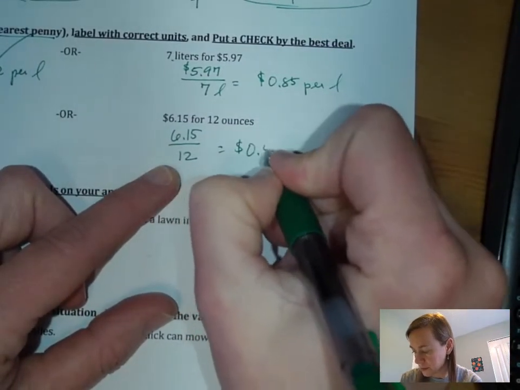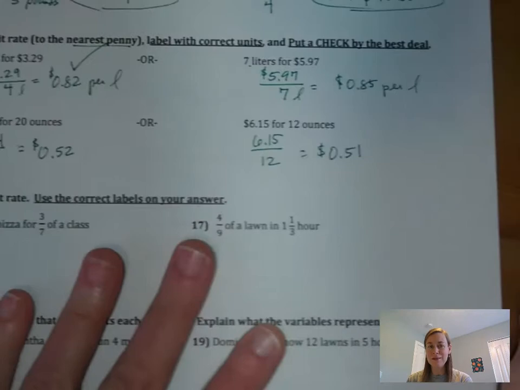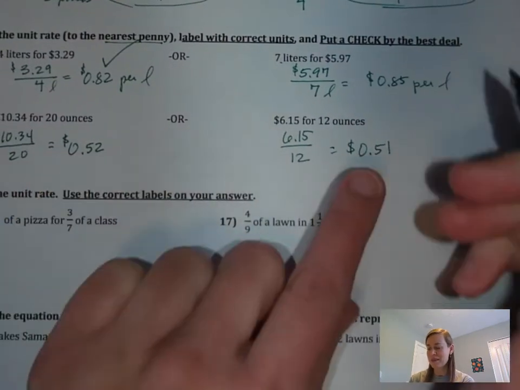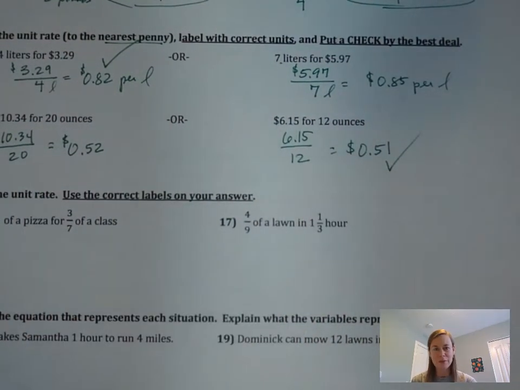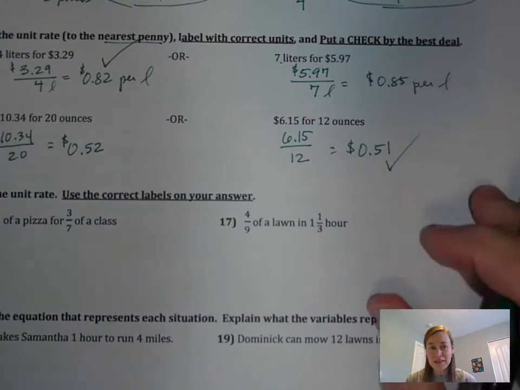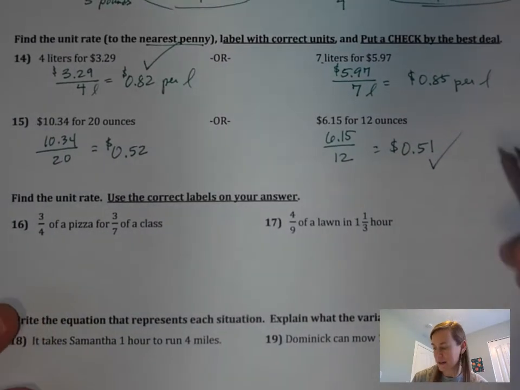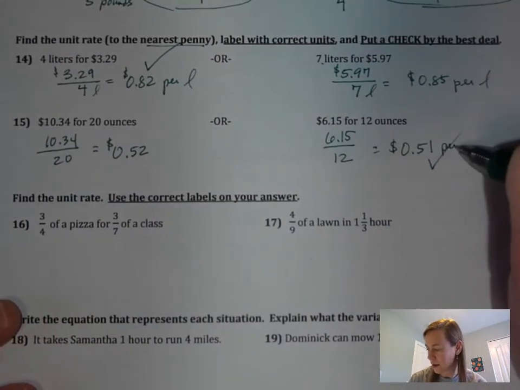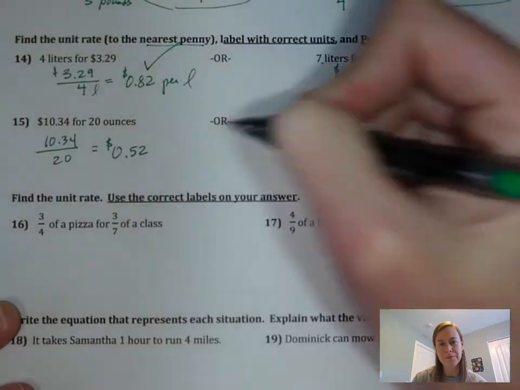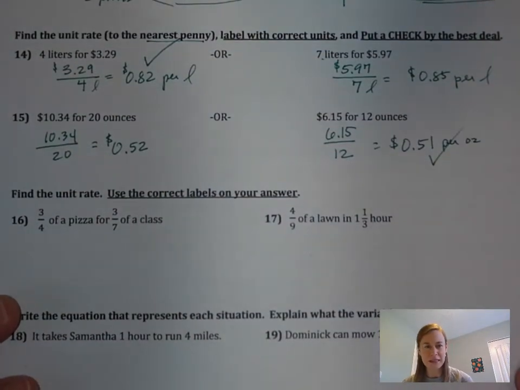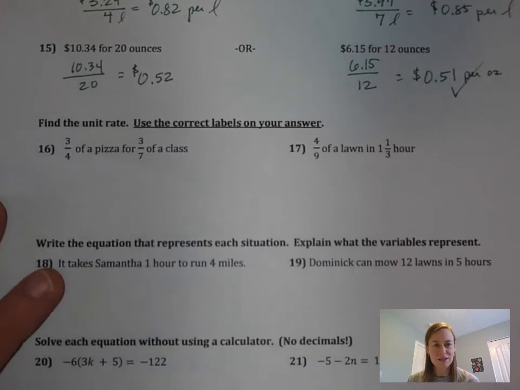Boy, those are close. But which one's the better deal? What's the lower number? It's going to be this one right here. Okay, cool. And that's all you have to do for that section. Now, I got a little lazy there and didn't really write my units. This should say per ounce. They both should, okay? Just to be thorough and complete. Let's go to the next section.